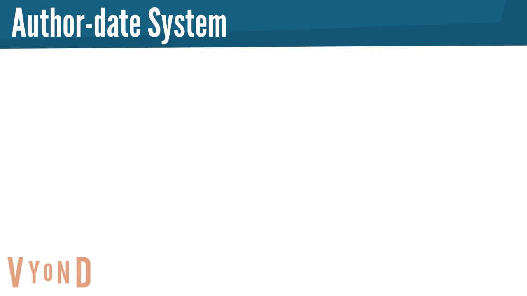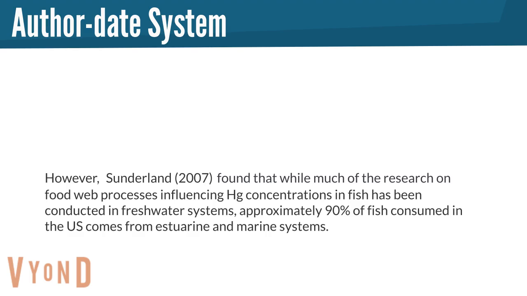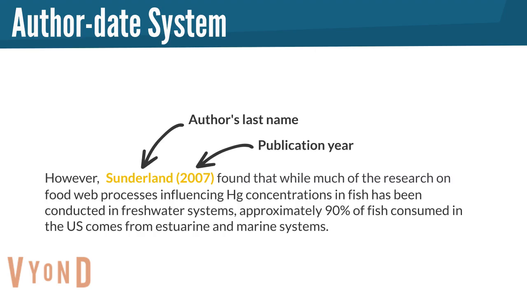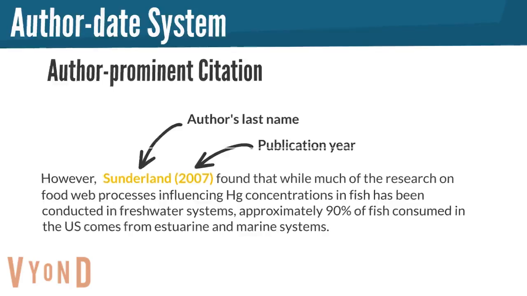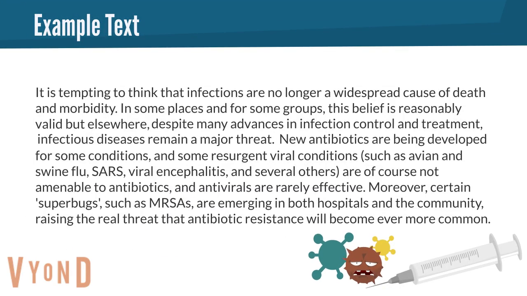Take a look at this next sentence. Notice how the citation is found at the beginning. The author's last name, Sunderland, is not presented within parentheses, but rather embedded within the sentence. The publication year, 2007, is inserted within parentheses. This type of in-text citation is referred to as an author prominent citation, where the emphasis is on the originator of the cited work.